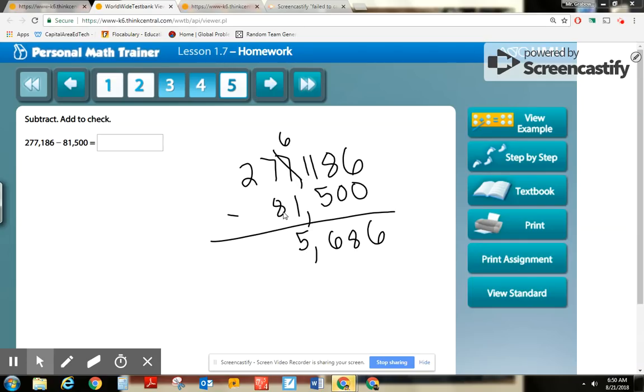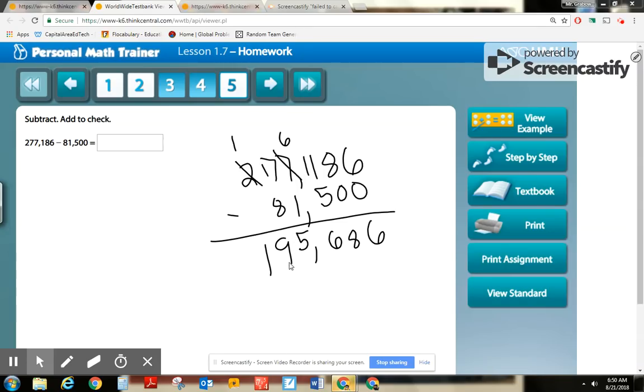27 take away 8. Well, we'll just regroup, right? 17 take away 8 is 9. And then I just put another 1. So now it says subtract. Okay, got it, done. Now add to check.